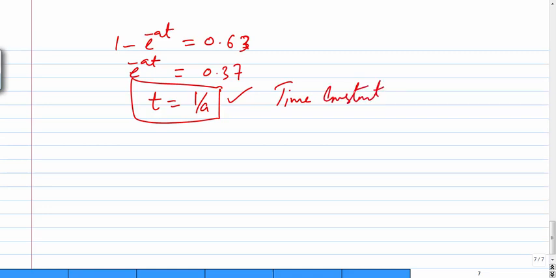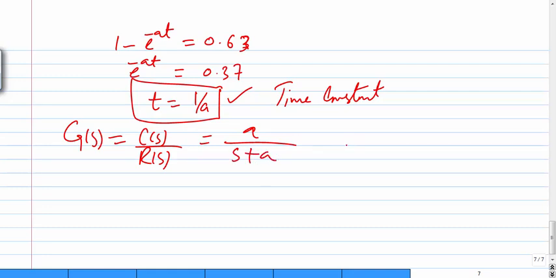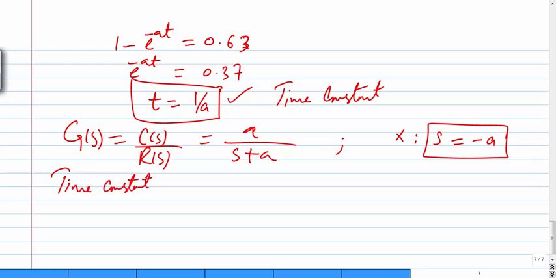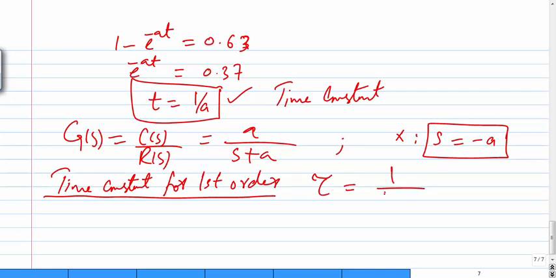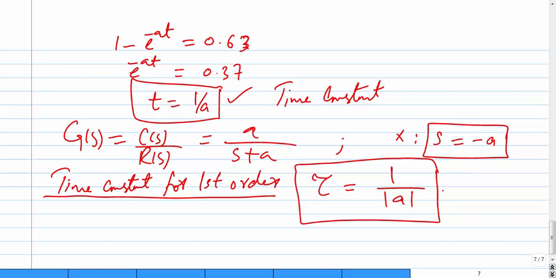Now if I go back and look at my transfer function, C of s divided by R of s equals A divided by s plus A. Look here, what is the location of the pole? The pole is at s equal to minus A. So the time constant, which we normally call for a first order system only, remember this is true for first order system, is represented by tau, and is equal to 1 over the magnitude of the pole location A. This is the time where you get 63% of the system response.